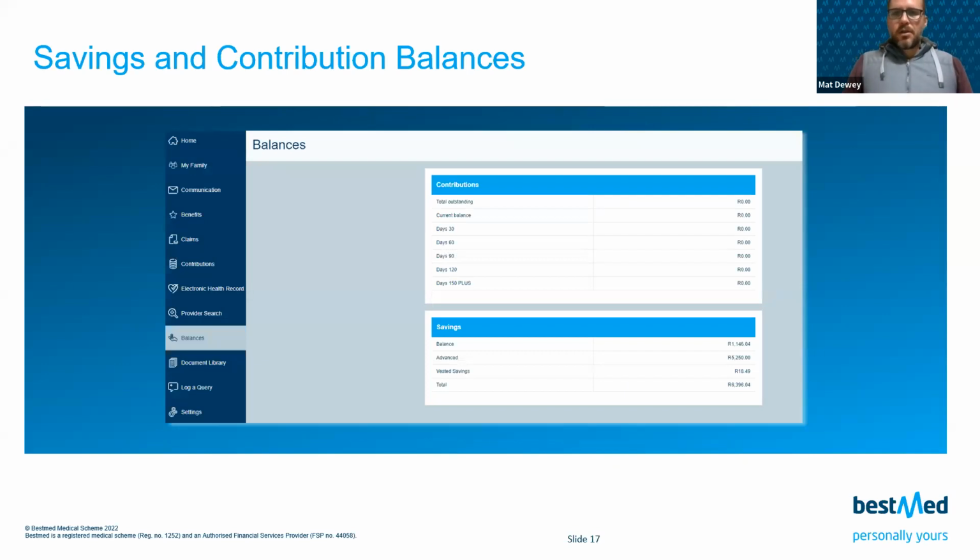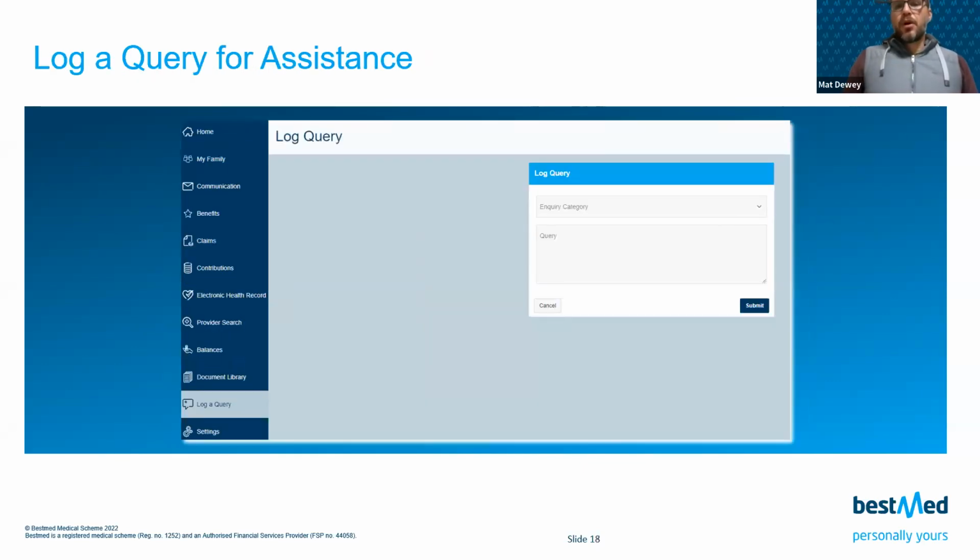Moving on to balances. These are just in terms of any outstanding balances, anything that is advanced, vested savings from the previous year, and then a total that's available to you at any given time.